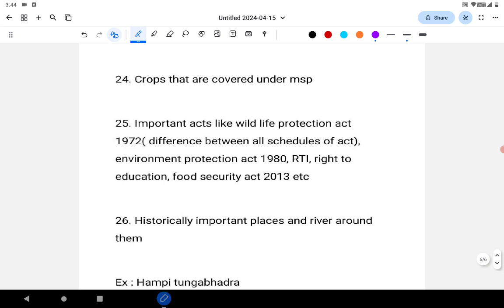Crops under MSP, we have covered this. Important acts, we have covered this: 1972 Wildlife Protection Act, 1980 Environmental Protection, 2013 Food Security Act, RTE Right to Education.